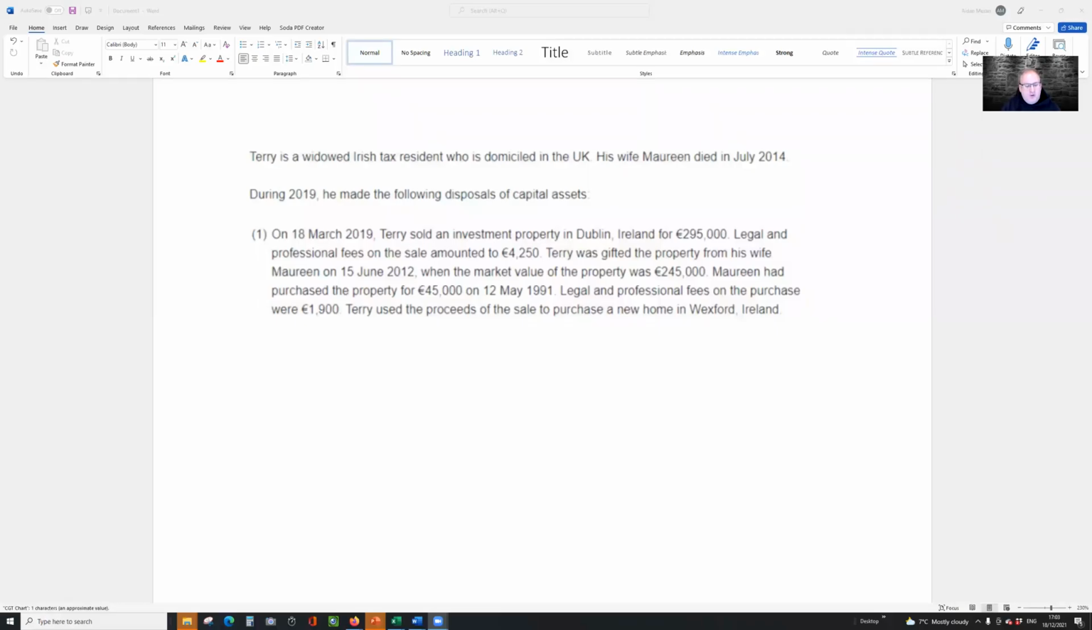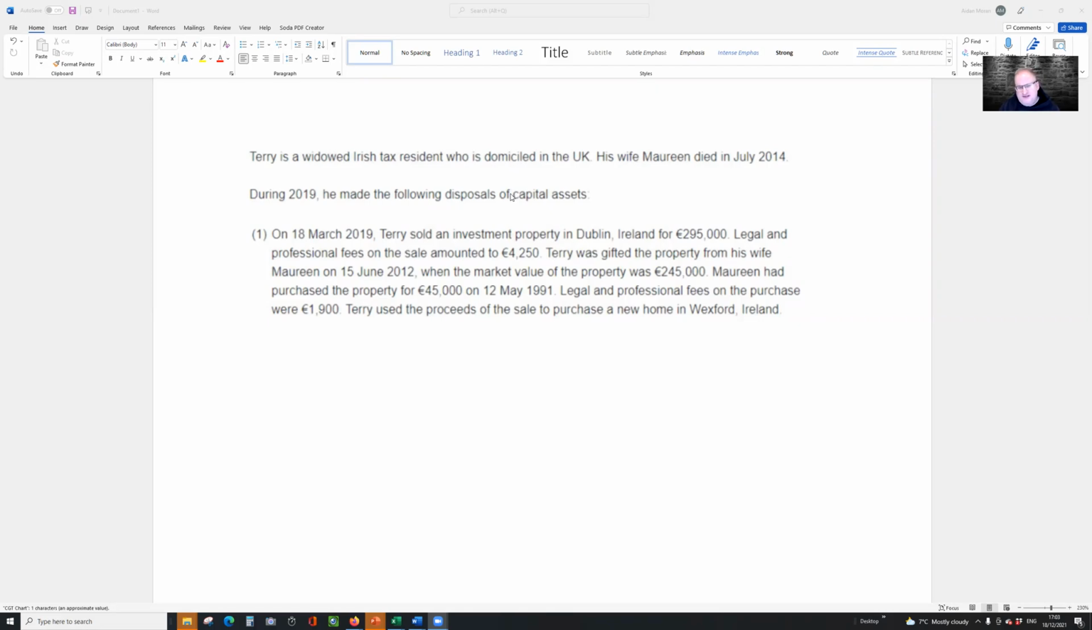Hi guys, I wanted to look at the area of capital gains tax for a moment, and I just thought I would have a look at one of the previous ACCA questions. So Terry is a widowed Irish tax resident who is domiciled in the UK.